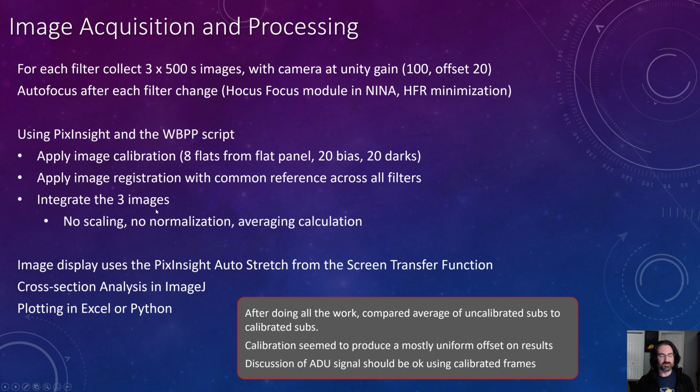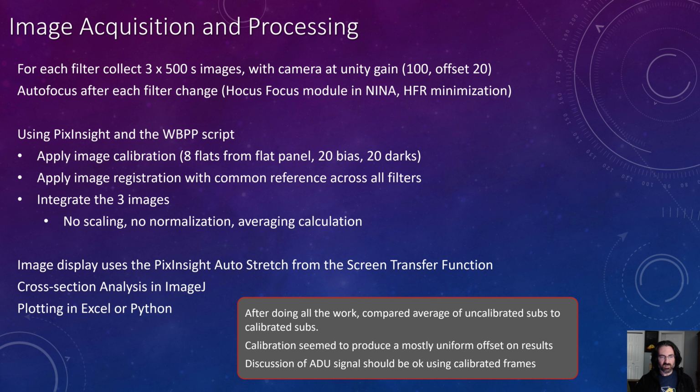I selected no scaling, no normalization, and an averaging calculation. So any images I show, I was going to display using the PixInsight auto stretch function from the screen transfer function. And any of the cross-section analysis I did, I used ImageJ and then plotted it either in Excel or Python.